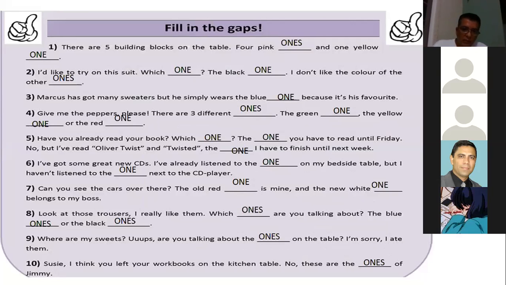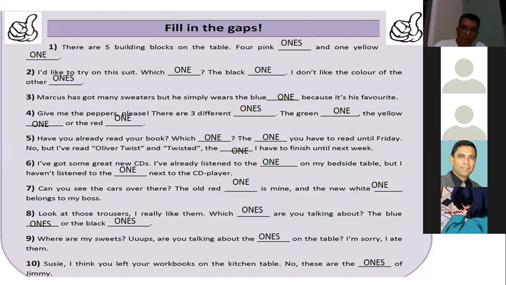There are 5 building blocks on the table. 4 pink ones and one yellow one. I'd like to try on this suit. Which one? The black one. I don't like the color of the other ones.